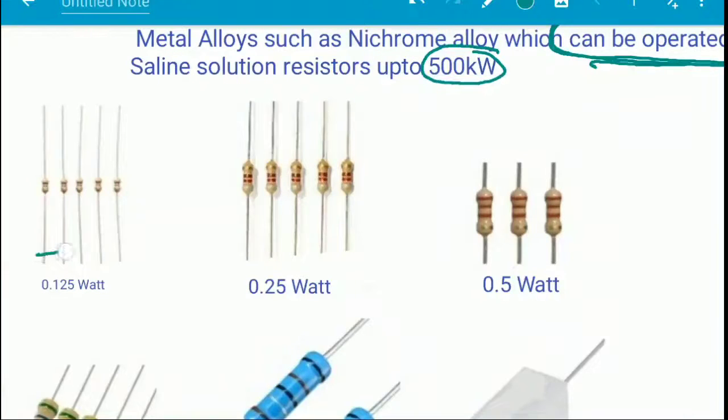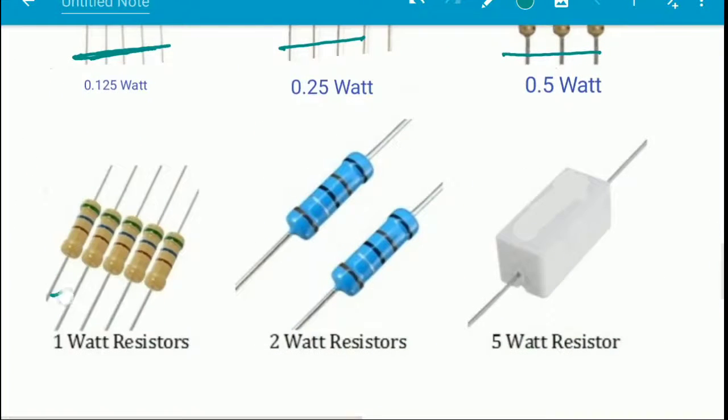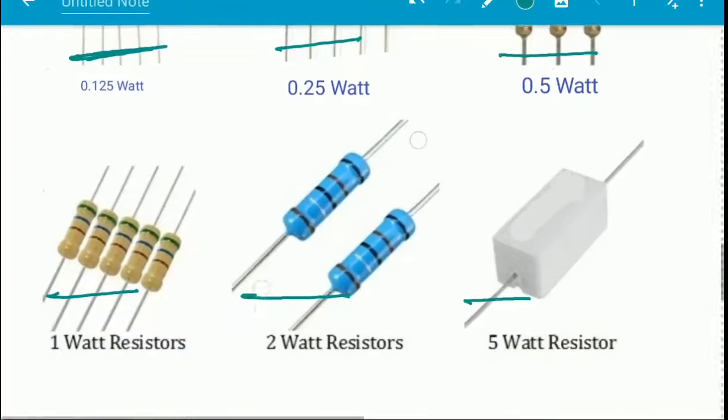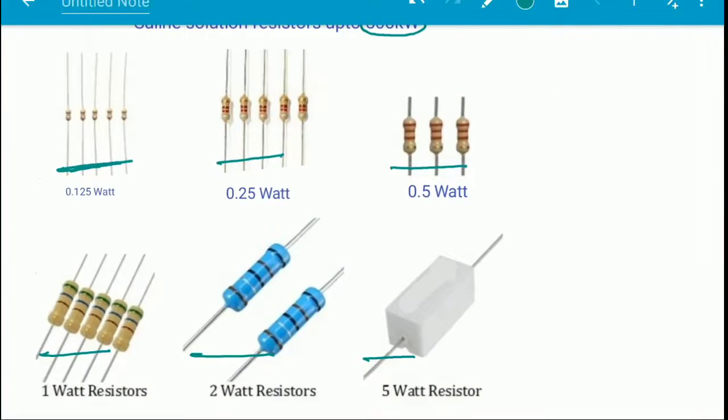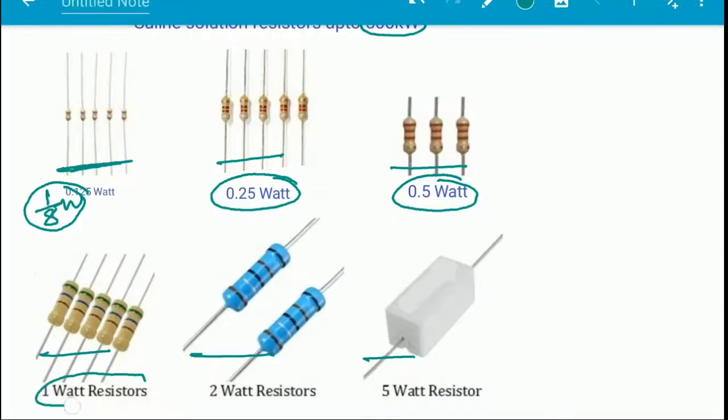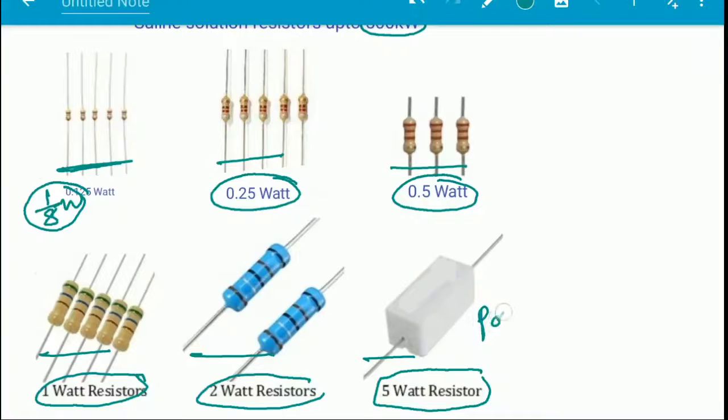These are some images showing how we can choose. These figures are of the same resistance values but of different wattage. For example, this is 1/8 watt resistances, and these are very small, and these are quarter watt resistances, and these are slightly bigger, and these are bigger, and these are half watt, and these are 1 watt resistors, and these are 2 watt resistors. These are wire wound resistors, and this last one is a 5 watt resistor, and this one is a power resistor.